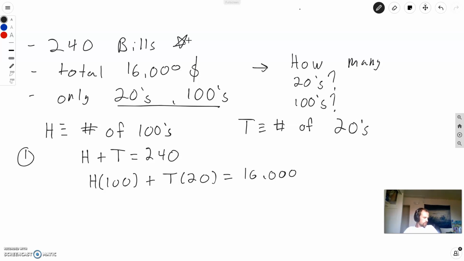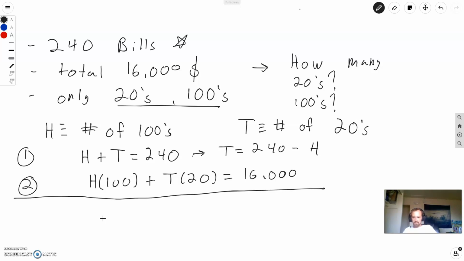Okay, the question asked how many of each one we have, so why don't we solve for T? Using this equation, T must equal 240 minus H. Now I can plug in T down here, and I'll be down to one equation and one variable. We started out with two equations, two variables, and now we're putting them together. So we get 100 H plus 20 times (240 minus H) equals 16,000.